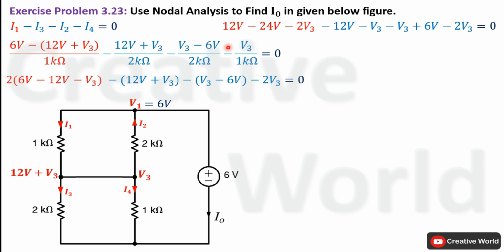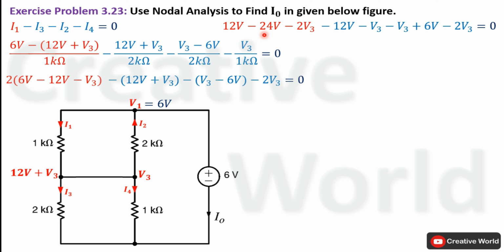The equation will become product of 2 and 6 volt will become 12 volt, product of 2 and minus 12 volt will become minus 24 volt. Product of 2 and minus V3 will become minus 2V3. Here minus will multiply with values inside the bracket. It will become minus 12 volt and minus V3. Same case will be here. Minus will multiply with V3 and minus 6 volt. It will become minus V3 plus 6 volt.